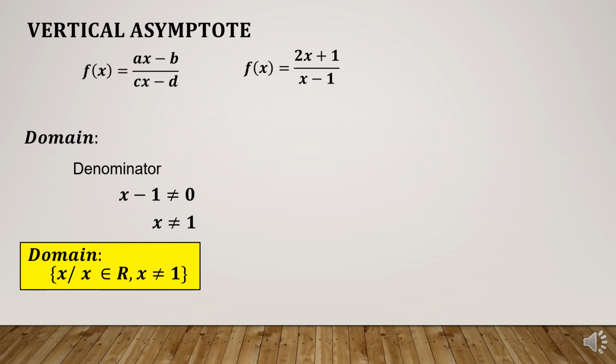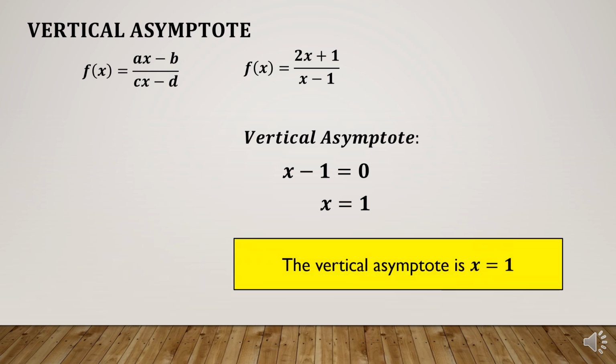While for the vertical asymptote, it is the same process, but the difference is that we need to find the value of x that will make our denominator equal to 0. It means that instead of using not equal, we will use the equal sign. So x minus 1 is equal to 0, and so x is equal to 1. Therefore, we can say that the vertical asymptote is x is equal to 1. So it is a line, and since it is a line, it must be a broken line.